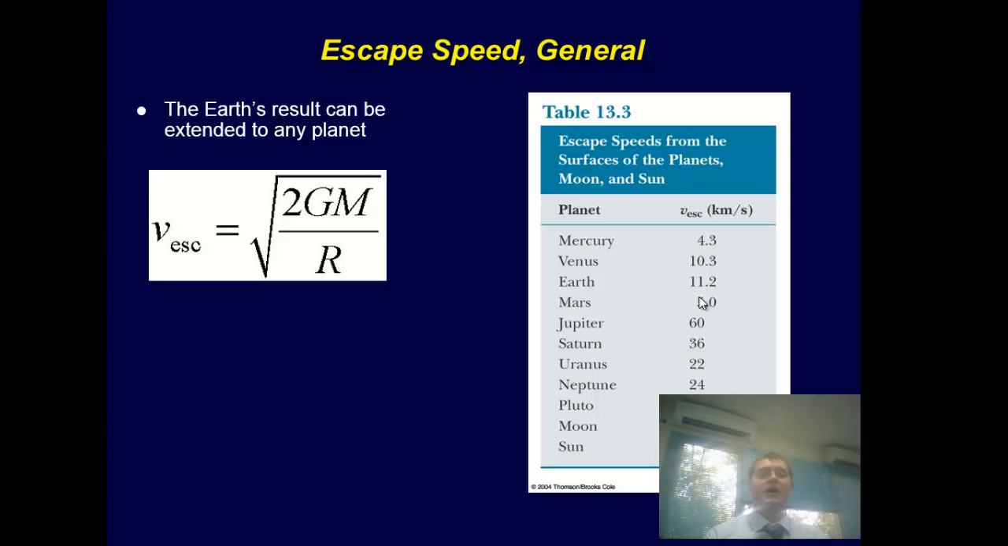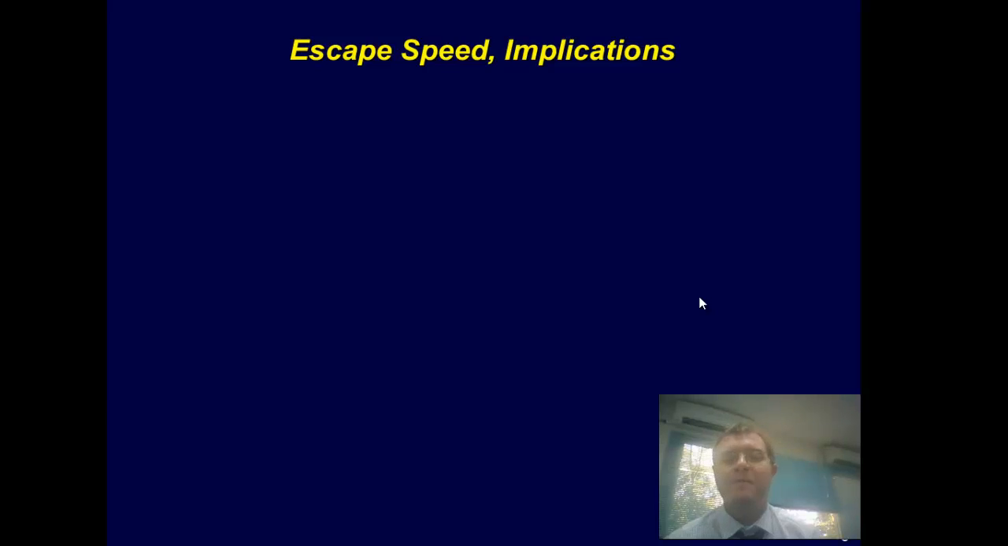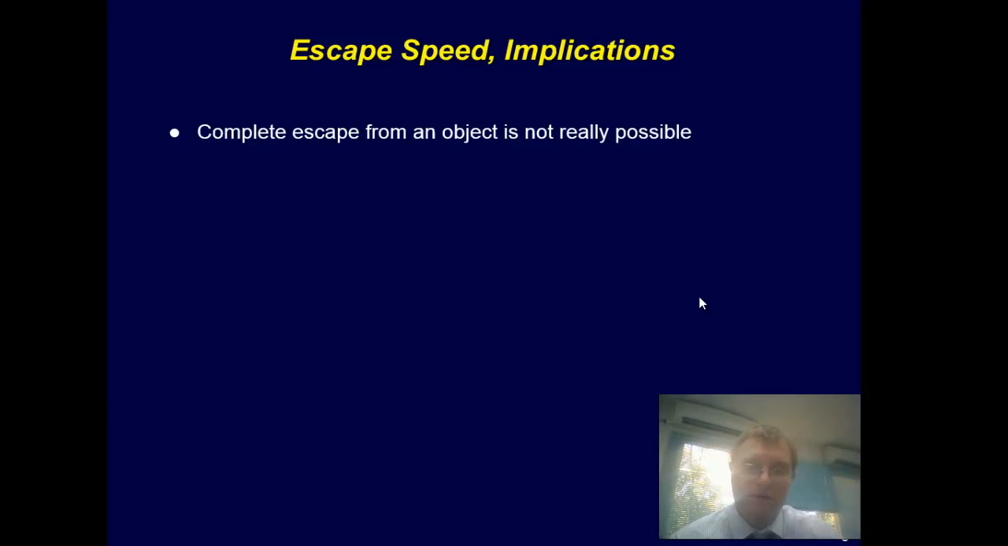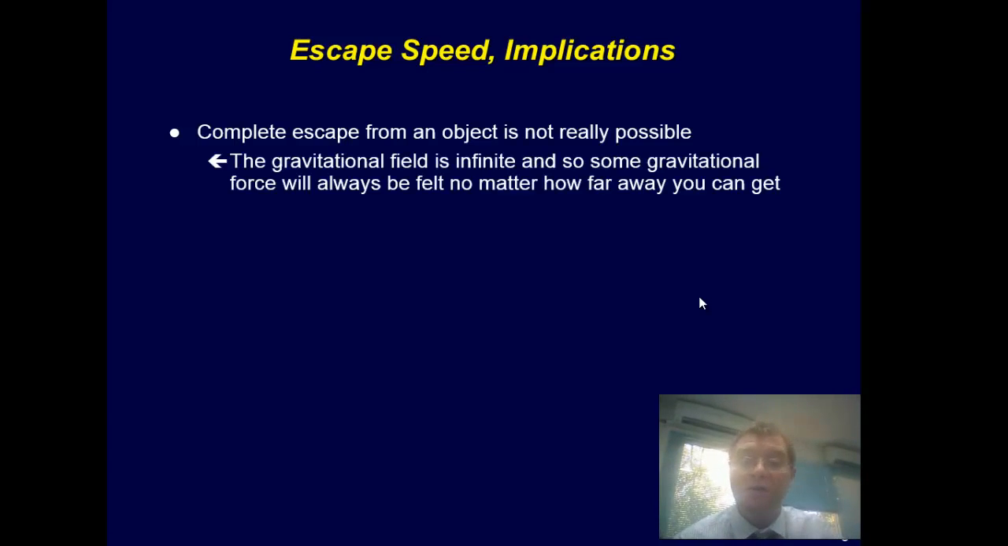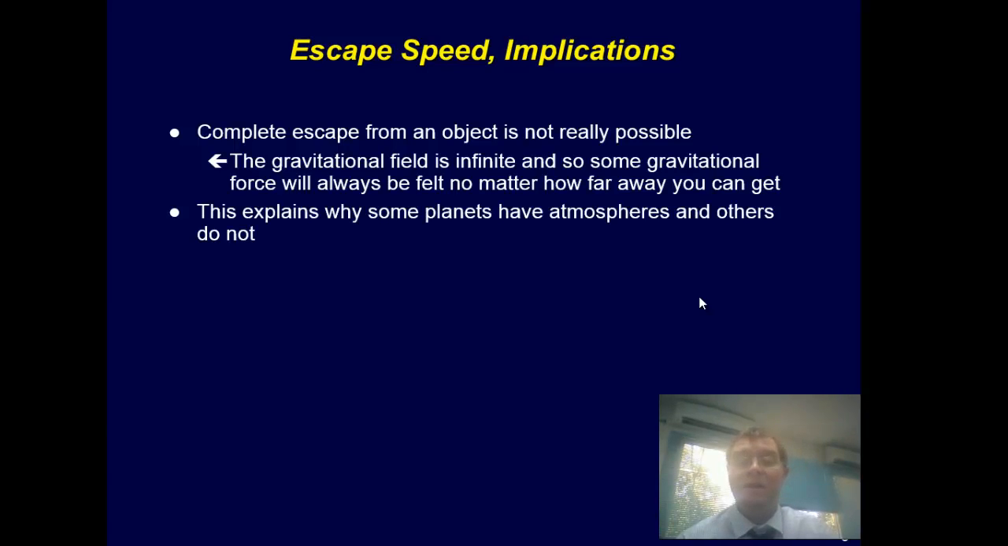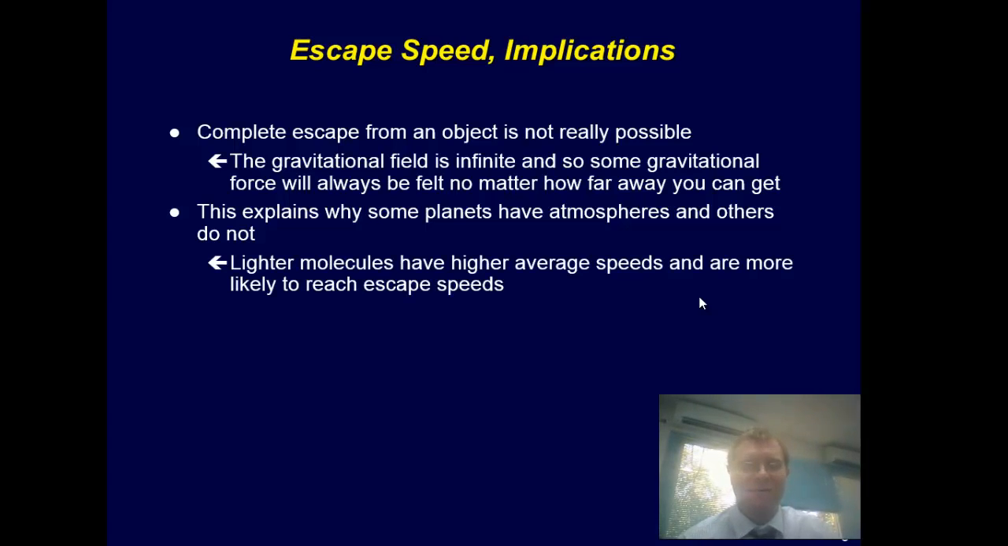Now, how is this also useful? Well, there are things to think about here, and there are implications. Complete escape from an object is not really possible, because the gravitational field is infinite, so some gravitational force will always be felt no matter how far away you get. That's one point to think about. But this also explains why some planets have atmospheres and others do not, because lighter molecules have higher average speeds and are more likely to reach escape speeds, and therefore diminish the atmosphere until there's no more atmosphere left.